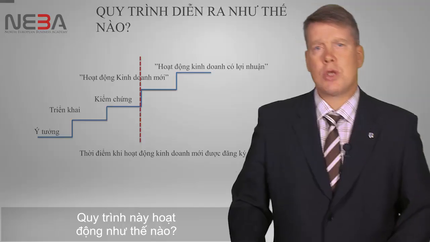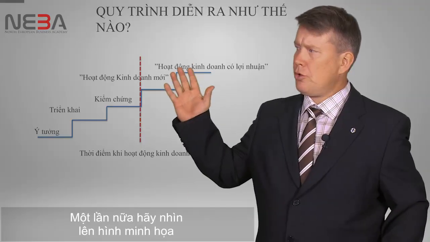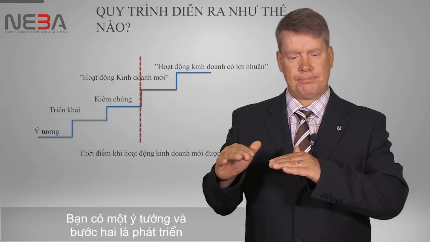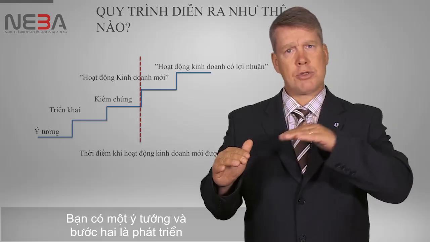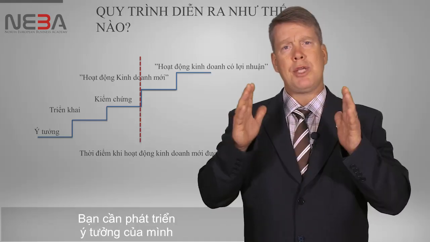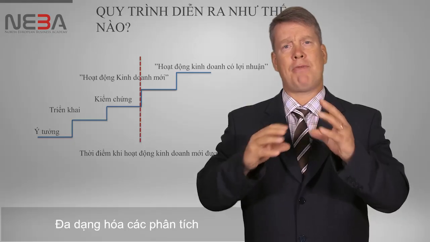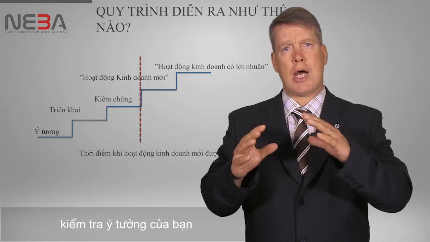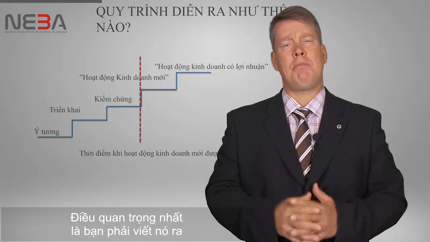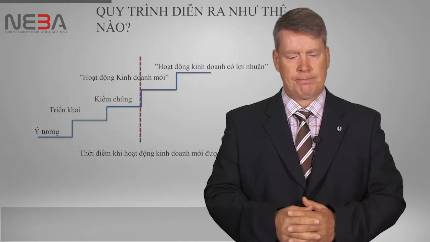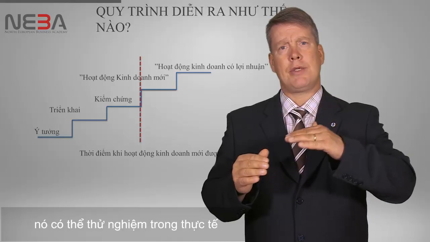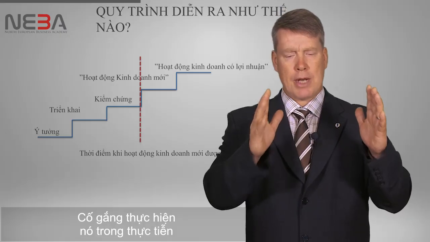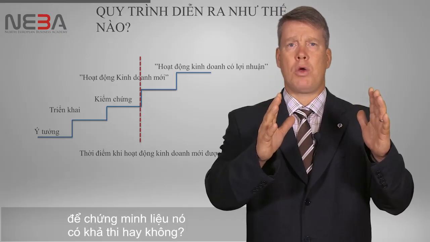How the process goes on. Again, you can see the illustration. Everything starts from the first step, which is idea. You have an idea, and the second step is developing. You need to develop your idea, make different types of analyses, talk to people, get feedback, change your idea, write it down. One important thing is to write down your business idea. After development, it would be good if you can test it in practice. Try to do it in practice, to test: does it work or not?